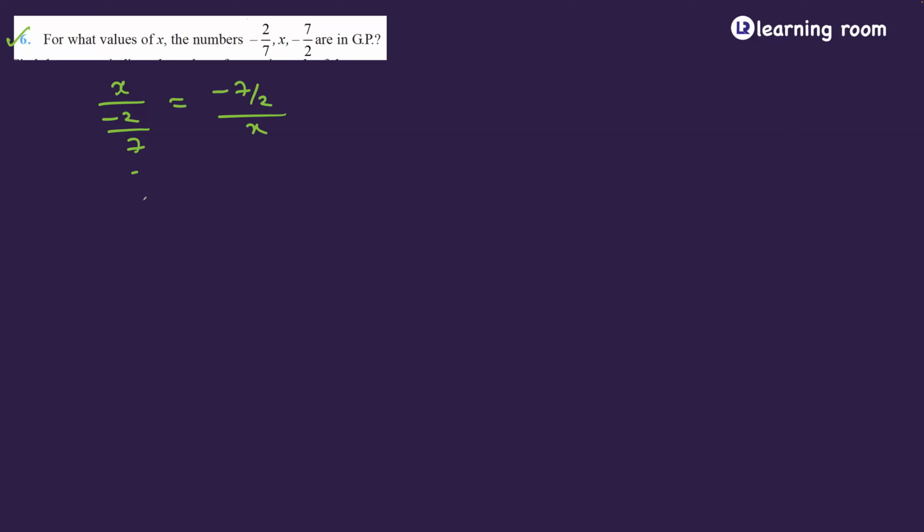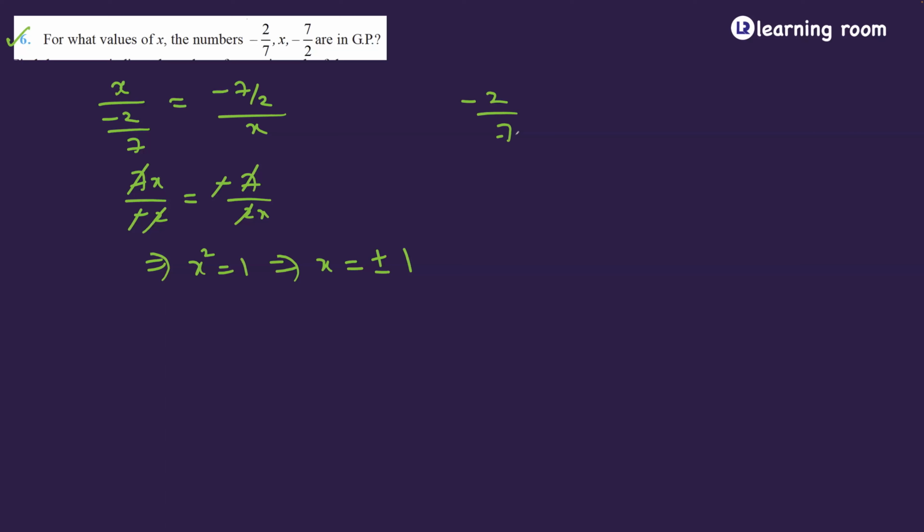So the 7 will go to the numerator. 7x by minus 2 is equal to minus 7 divided by 2x. So 7 and 7 are gone, 2 and 2 are gone, minus and minus get cancelled, which implies x square is equal to 1. So x can either be plus or minus 1. Use and see which one is working.